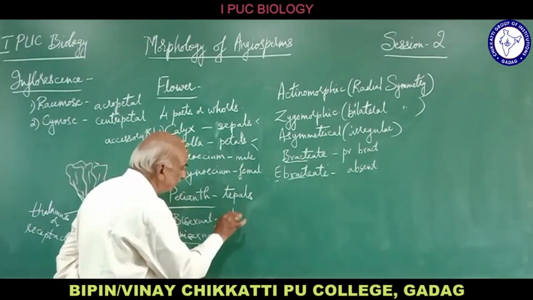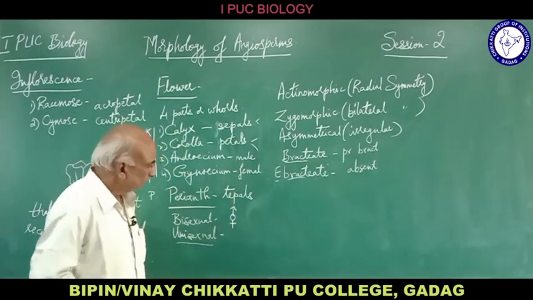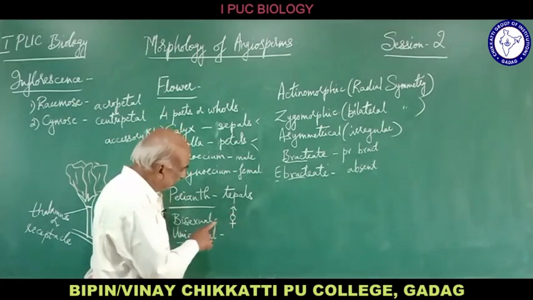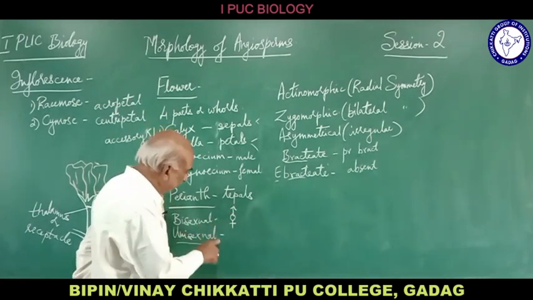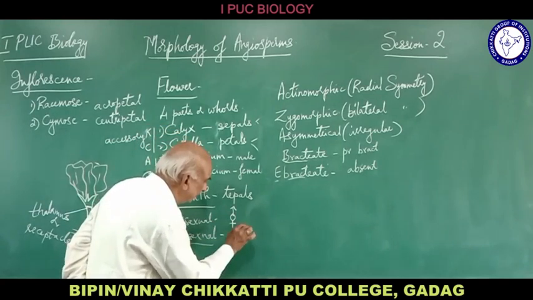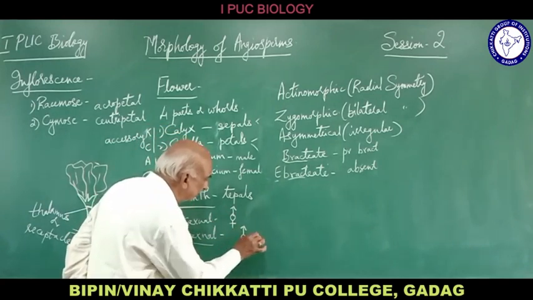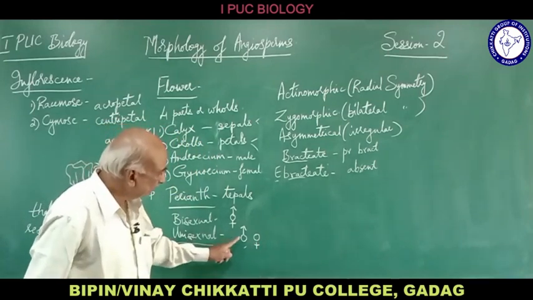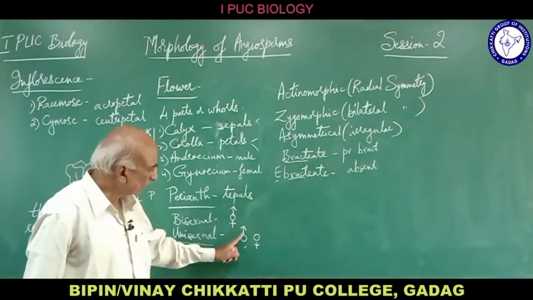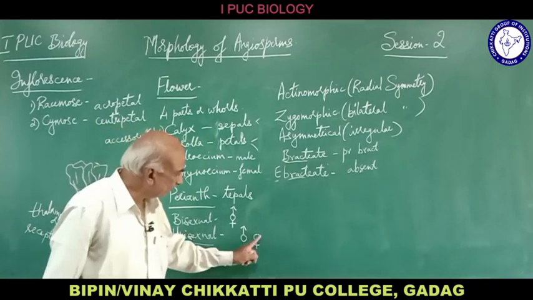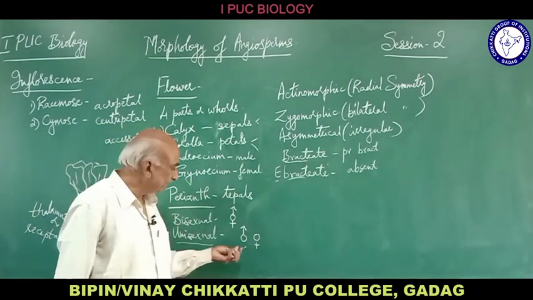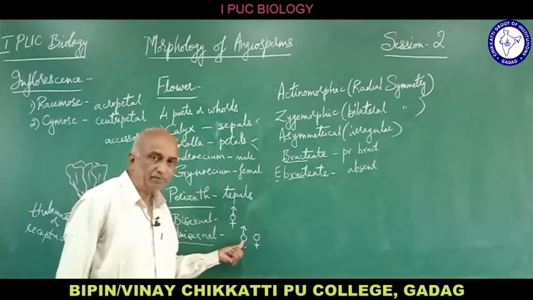And for bisexual, whenever we represent it in the form of a symbol, it is written like this. This is male and this is female, meaning when both are present in the same flower, it is bisexual. Unisexual means if it is male, it is written like this. If it is female, it is written like this. So male means an arrow mark on the top of the circle. Female means a plus, a cross mark below the circle. That is female and this is male flower.